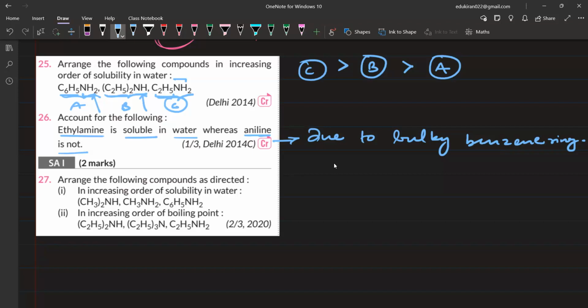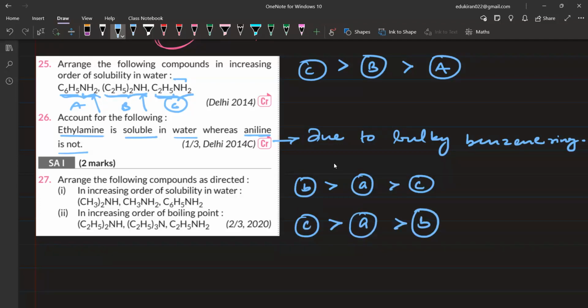Increasing order of solubility: if I call this A, B and C, B will have the greatest solubility followed by A and then followed by C. In increasing order of boiling point, you look at hydrogen bonds, so for boiling point C will be the highest, followed by A with 1 hydrogen bond, and then you will have B which has no hydrogen bonds here. So this is for 27th, this is 26th and this is 25th.